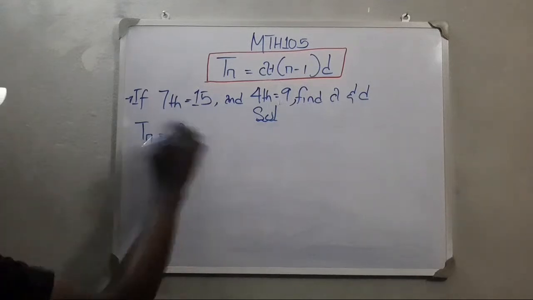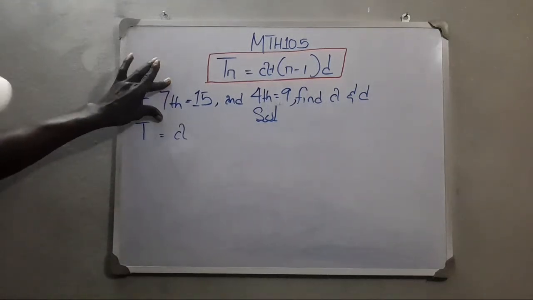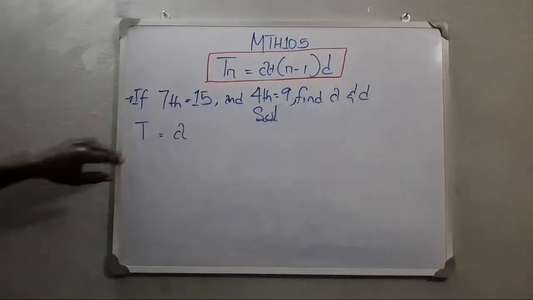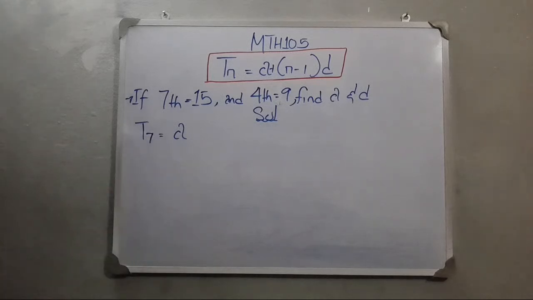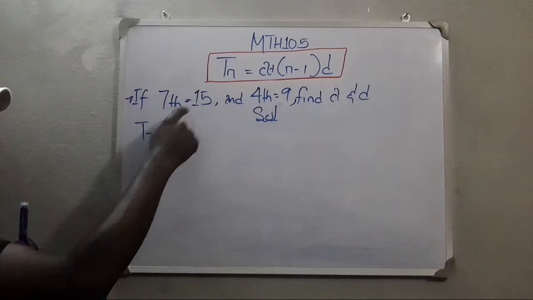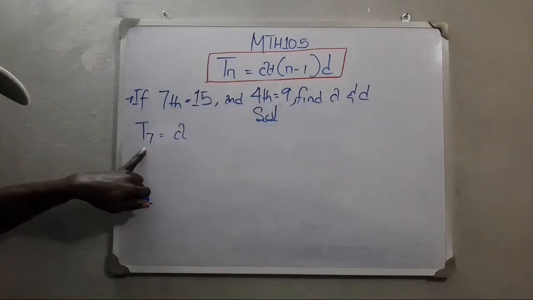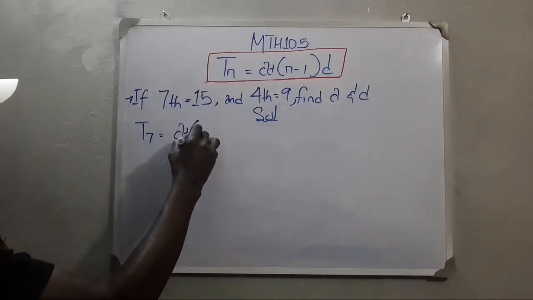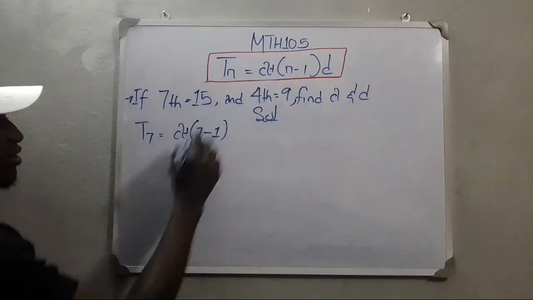Now we are doing this first, then we'll do this next, or either way, anyhow you want to do it, but I'm just following the question. Since we are looking for the seventh term, this one will be T7 instead of Tn, since we're already given our n. So we substitute for T7: A plus, into brackets, n is already 7, so 7 minus 1.